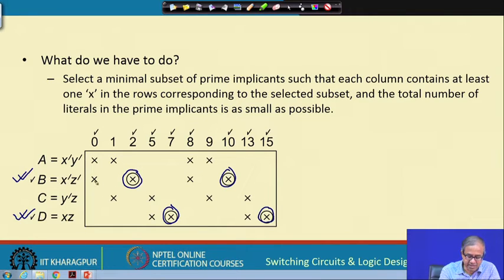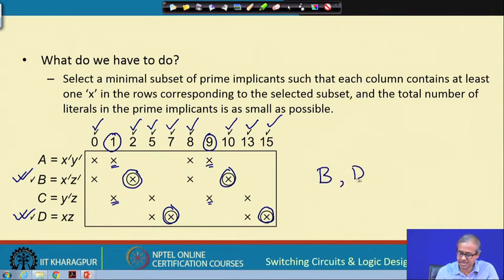Now, once we have selected B and D, all the check marks corresponding to B and D will get covered. B has a cross mark here, here, here and here. D has a cross mark here, here, here and here. So, what are the columns which are still remaining? 1 is remaining, 9 is remaining, these two. Now, in order to cover 1 and 9, I have a choice. I can either use A, because A covers 1 as well as 9, or I can use C. C also covers 1 as well as 9. So, I will have to choose B, I will have to choose D, then I will be choosing A or C. This is a choice.